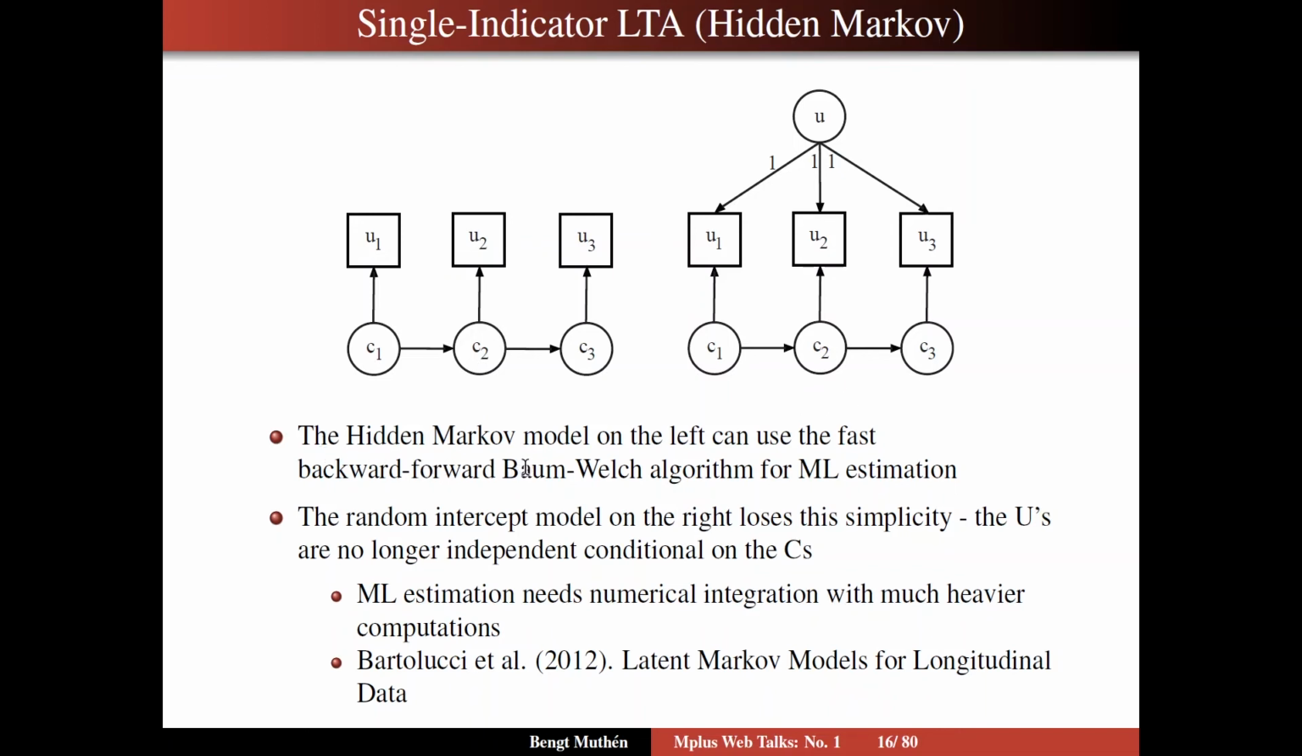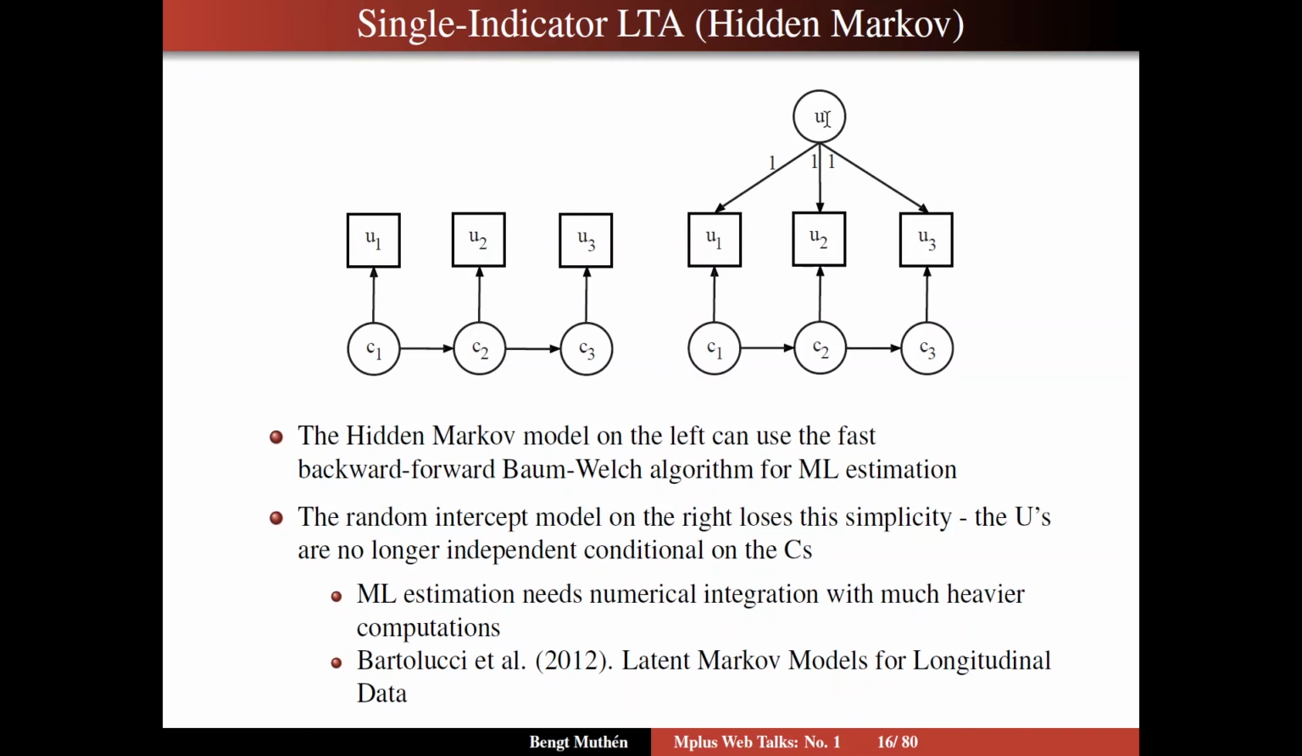Probably because the hidden Markov model on the left can use the fast forward-backward so-called Baum-Welch algorithm for ML estimation, because you have the simplifying feature of the U's being uncorrelated, independent, conditional on the C's. The U's are only connected via their connection to the C's. And when you look at this model on the right, you lose that simplicity. The U's are no longer independent, conditional on the C's, because they are still correlated with help of the U variable.